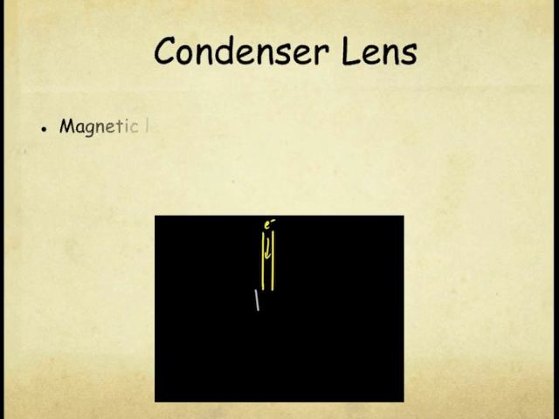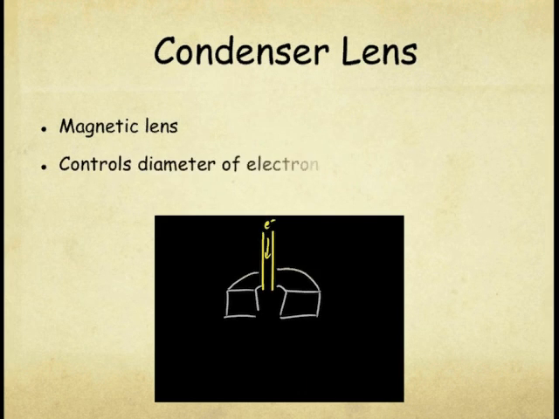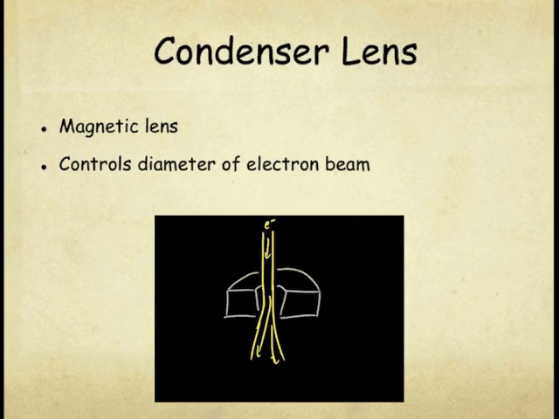The condenser lens is an electromagnetic lens which controls the diameter of the electron beam. Though it may be logical to think that the condenser lens decreases the beam diameter, it may actually increase it. A full discussion of electromagnetic lenses will follow shortly.